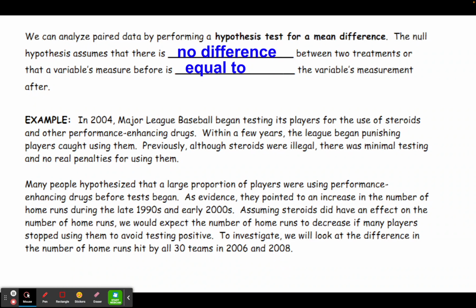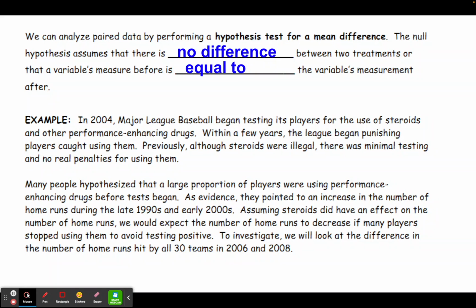And remember, we talked earlier about how there are two ways to set up data in a paired experiment, and one could be a before and after situation. Now, the example that we're going to look at here involves the case where Major League Baseball began testing its players for the use of steroids and other performance enhancing drugs. They actually began testing in 2004, but it took a couple of years for them to begin punishing players caught using them. And even though before 2004, steroids technically were illegal, many players, it's believed, used them because there weren't really any punishments if they got caught.